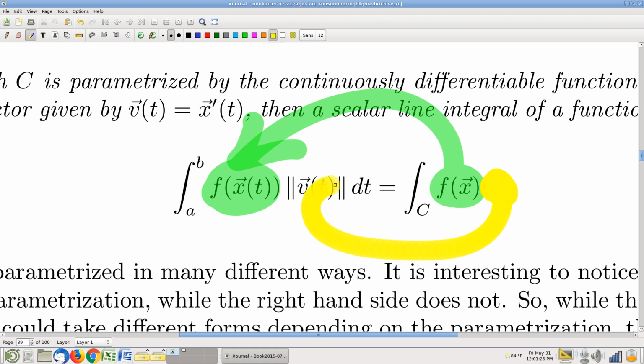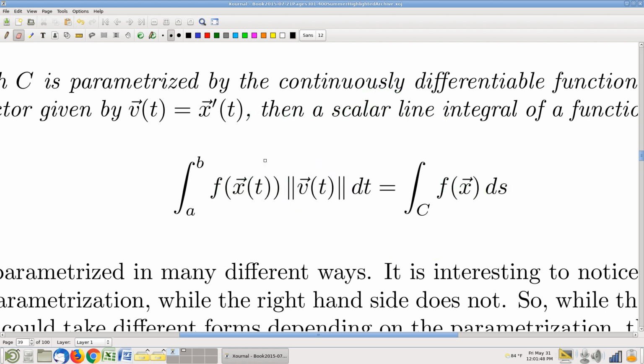ds is speed times dt. There's our stretching factor that we just computed. So don't forget your stretching factor, otherwise plug and chug, and our scalar line integral is now written as a single variable calculus integral. Is everybody on board? Okay. All right.